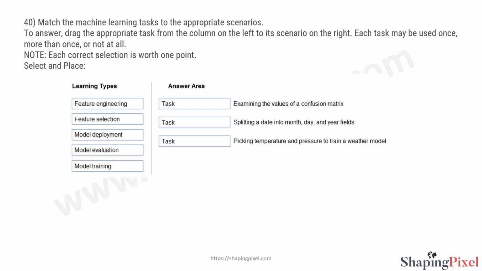So the right tasks are model evaluation for examining the values of a confusion matrix, feature engineering for splitting a date into month, day, and year fields, and feature selection for picking temperature and pressure to train a weather model.